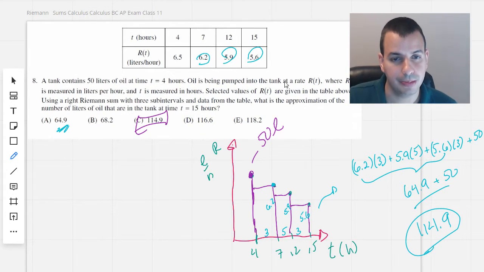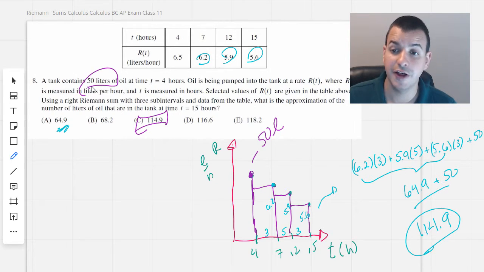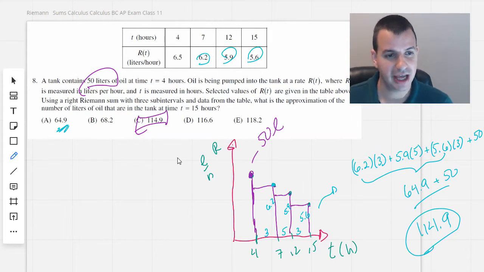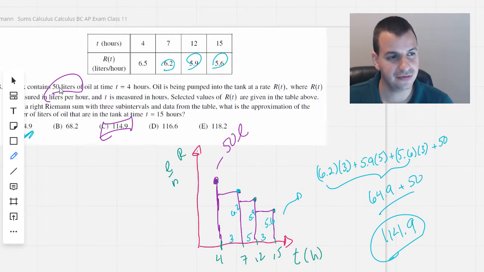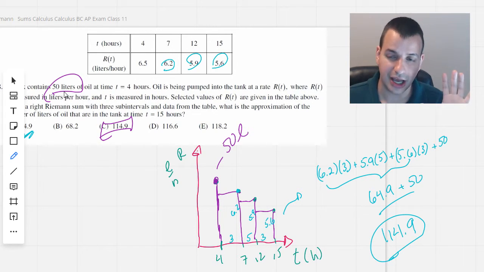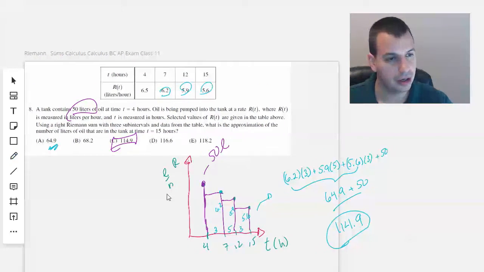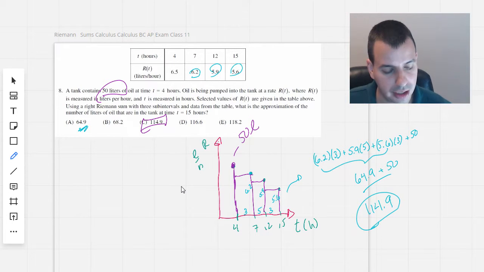Either way, part of the problem they gave us, so we used the right, and so we found out how much oil was added, but then we had to add in this initial condition of 50 liters of oil. And so that's how we estimated the amount of oil in the tank at 15 hours. We'll find out later that this 50 liters here, that's the C that we'll do when we take integrals. So that is how we do one Riemann sum problem. There's one more I'd like to look at.